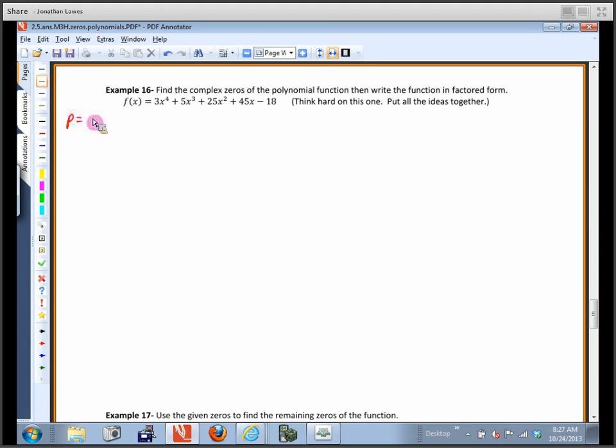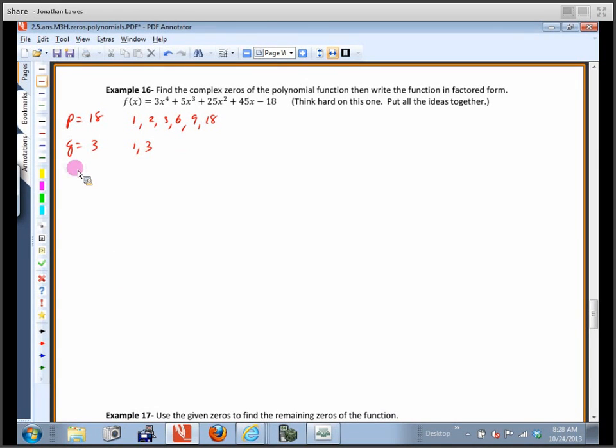So P in this case is 18, Q in this case is 3. There are a lot of factors of 18, so I've got 1 and 2 and 3 and 6 and 9 and 18. Does that cover them all? Okay. Factors of 3, 1 and 3.